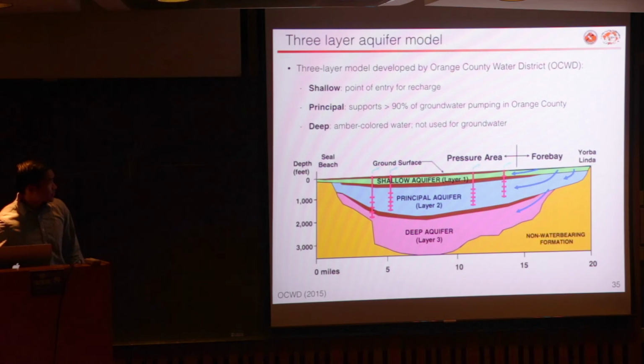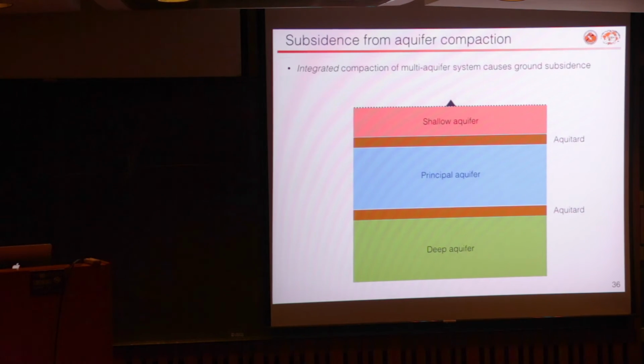So how does this relate to ground motion? We know that ground motion is due to the integrated compaction of multi-aquifer systems. So as each one of these aquifers compacts, let's say we take water out of it, it compacts, you get ground deformation. And so integrated means that they all compact at the same time. Well, not at the same time, but they will all compact.